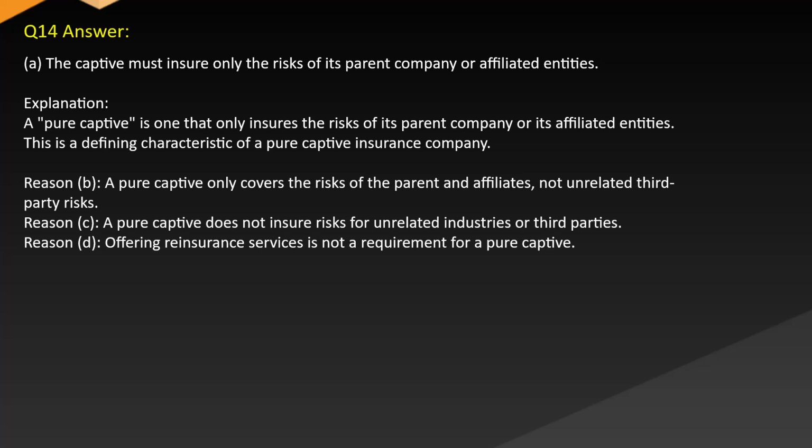Reason B. A pure captive only covers the risks of the parent and affiliates, not unrelated third-party risks. Reason C. A pure captive does not insure risks for unrelated industries or third parties. Reason D. Offering reinsurance services is not a requirement for a pure captive.